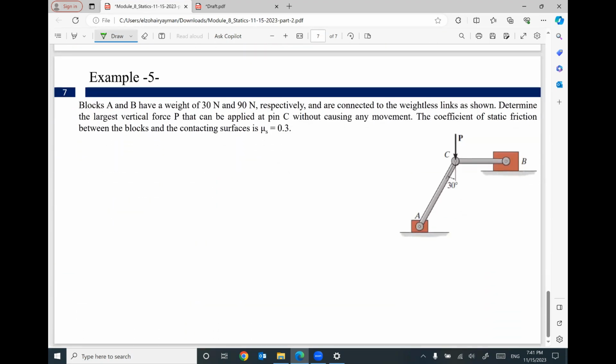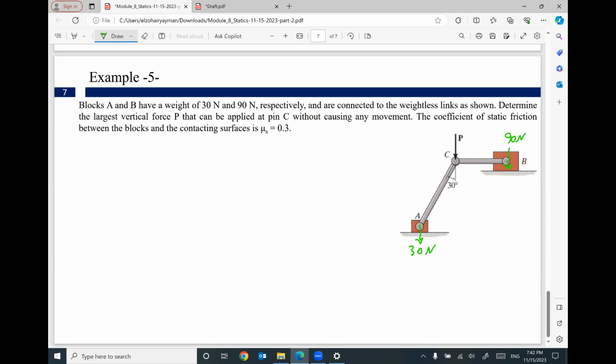This problem is good. It has a good idea. We have two blocks, one at A and one at B. The block at A has a weight equal to 30 Newton, and the block at B has a weight equal to 90 Newton. Both of them are connected to weightless links as shown. We have a link CB and a link AC, weightless, so we will ignore the weight of these two links.